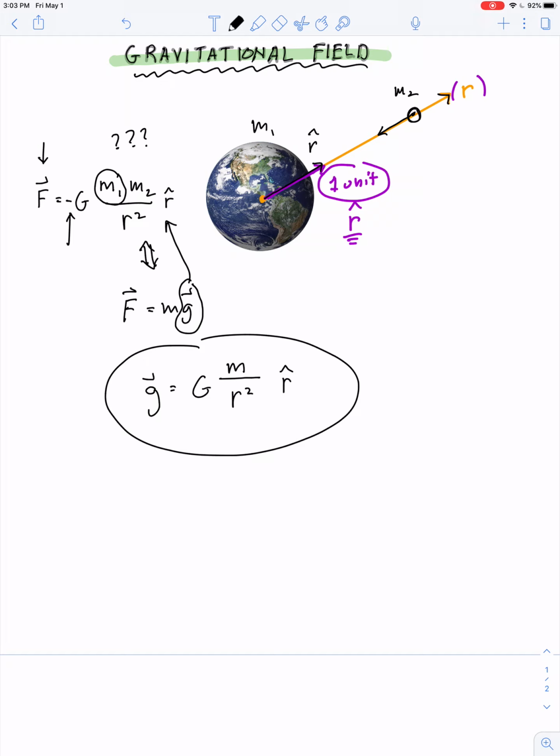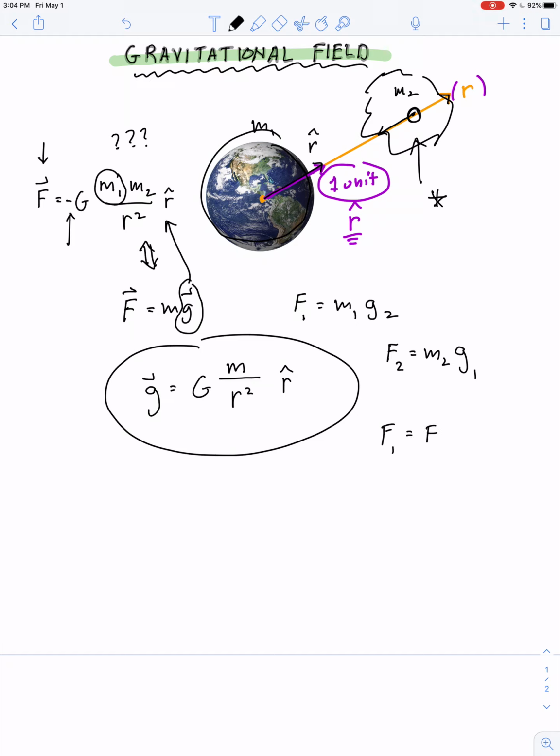Now you might have a question about which m is which. Well, either way, the force acting on object number 1, which in this case is the Earth, would be equal to the mass of the Earth multiplied by the gravitational field that exists all around mass number 2. And likewise, the force acting on object number 2, which in this case is the satellite, would be equal to the mass of the satellite multiplied by the gravitational field created by the Earth. And these two forces must be equal and opposite. That's according to Newton's third law, right?